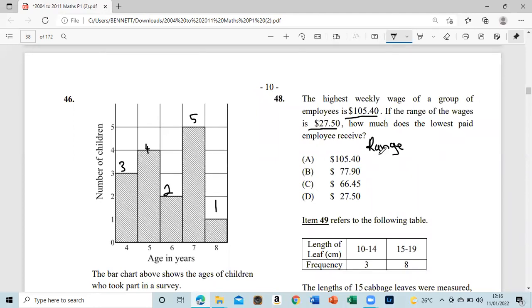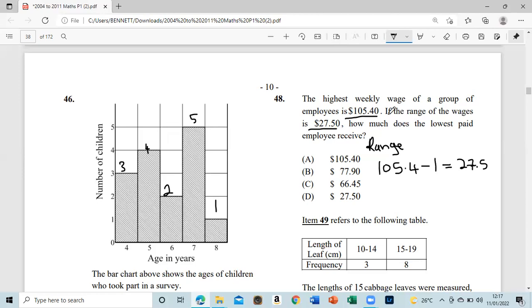So the highest are 105. If the range of the wages is, oh, the range must equal 27. So after you sort the highest minus the lowest, you're supposed to get this. Mr. Won't talk to you, bro. Give me 5 minutes. I finish up one little video.